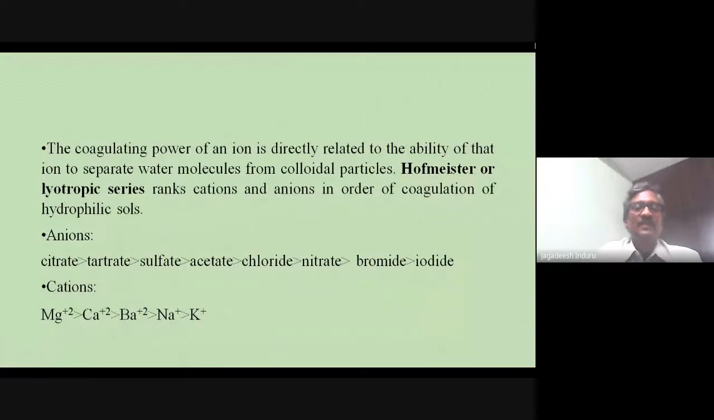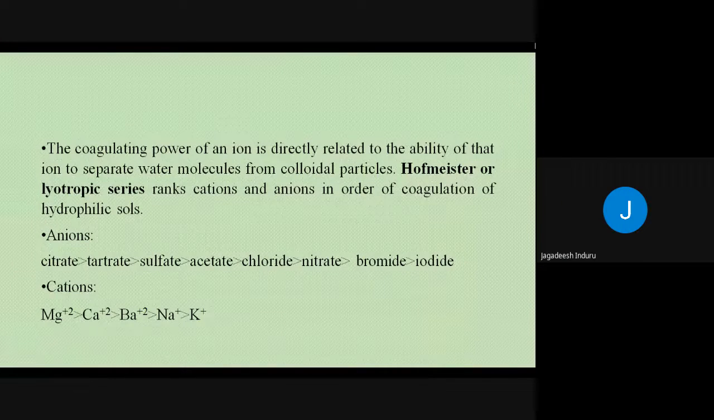Now, sodium and potassium are both monovalent, but sodium has more precipitating power than potassium. So this is what the Hofmeister series or lyophilic series does: it ranks the cations and anions. You don't have any option. A little bit of memory you need to apply and memorize.